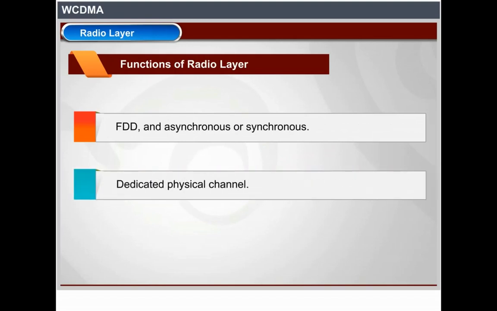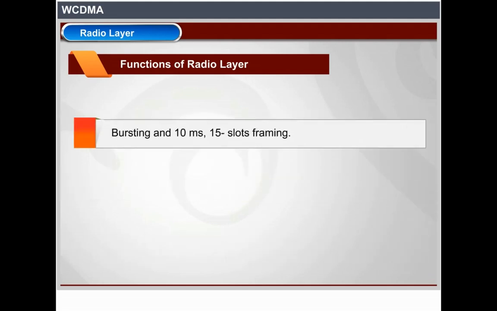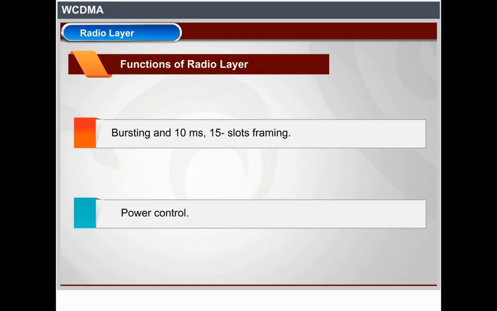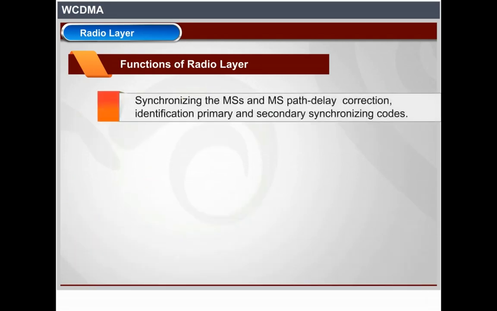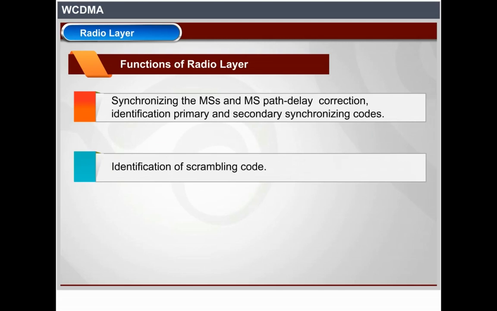Dedicated physical channel. Compressed mode. Bursting and 10 ms 15 slots framing. Power control. Synchronizing the MSs and MS path delay, correction, identification, primary and secondary synchronizing codes. Identification of scrambling code.